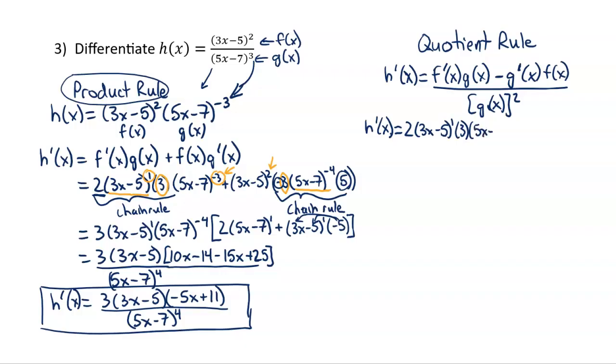But g of x, I just subbed in 5x minus 7. But remember, it's to the power of 3 now. It's not negative 3, it's to the power of 3, because the quotient rule does not bring up that denominator and make it a negative.